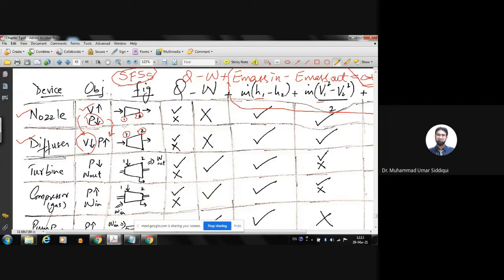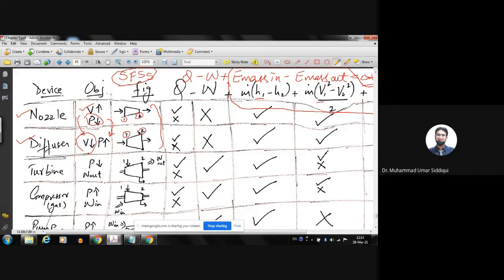The diffuser and nozzle are basically just pipes, but a nozzle is a pipe with decreasing diameter, and a diffuser is a pipe with increasing diameter. The nozzle increases the velocity and decreases the pressure. The diffuser decreases the velocity and increases the pressure. These are the objectives, and this is the schematic diagram. The figure is a schematic diagram of the nozzle and the diffuser.